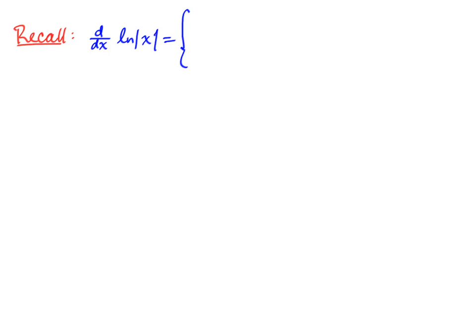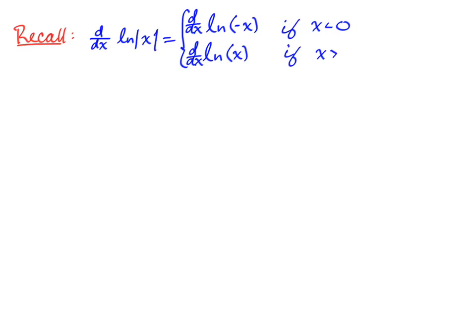And we differentiated that using a piecewise definition of the natural log of the absolute value of x. So the derivative is going to be the derivative of the natural log of the opposite of x when x is a negative number. And it's going to be the derivative of the natural log of x if x is a positive number. So notice it's differentiable. It's defined for all x except x equals 0.